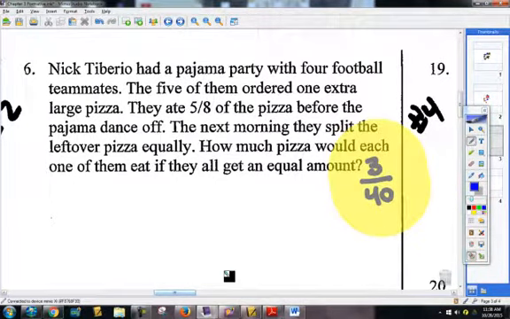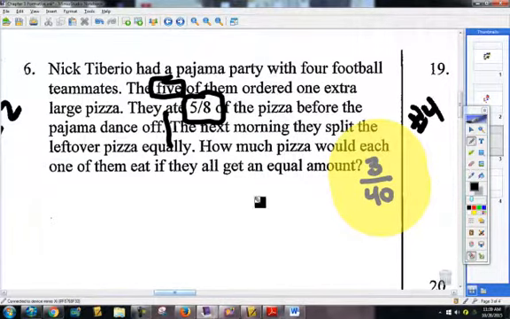This is a challenging question, and I wanted to put it on here because I want you guys to make sure you're reading it carefully. Nick Tiberio had a pajama party with 4 football teammates. The 5 of them ordered 1 extra large pizza. They ate 5/8 of that pizza before the pajama dance-off. Now, the next morning, they split the leftover pizza equally. How much pizza would each one of them get? So what's being divided here?